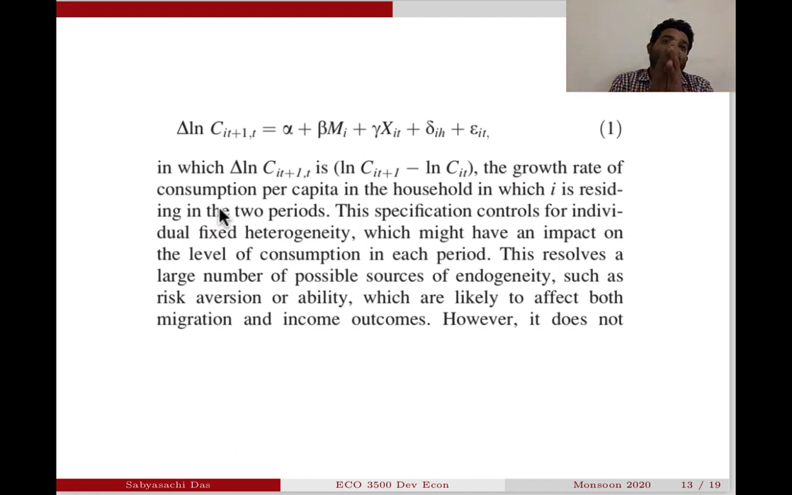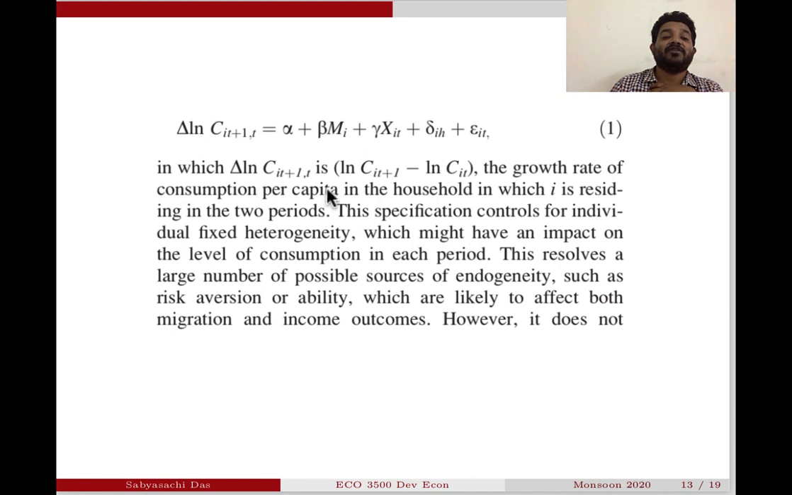So all these concerns will be cancelled out if you compare people who were living within the same original household but now form different households, and one of them moved and one of them didn't, right? So that is going to be the comparison. So they will put household fixed effects and compare individuals within households, and check whether the migration status of an individual affects the consumption growth. So what is the dependent variable?